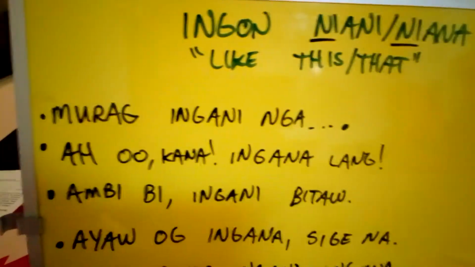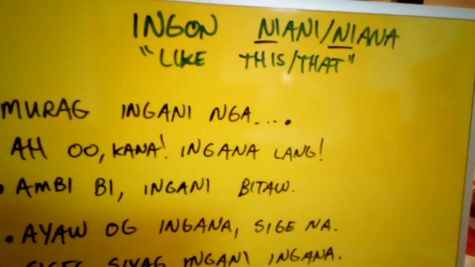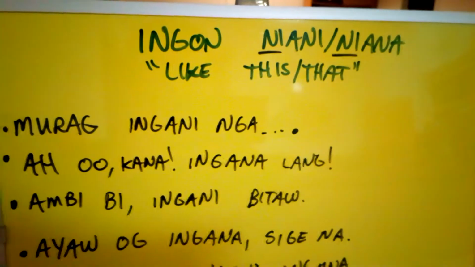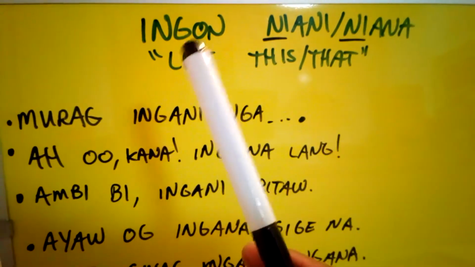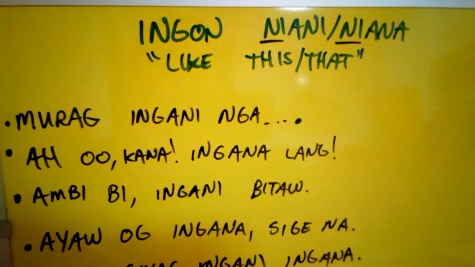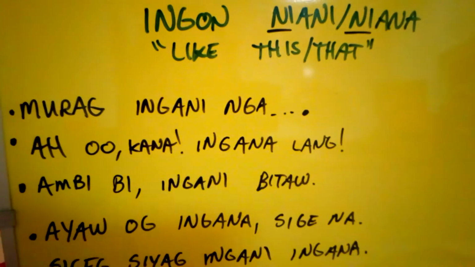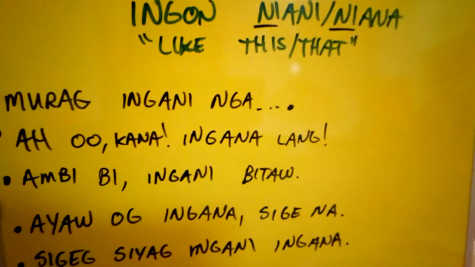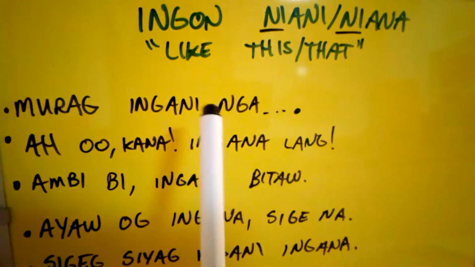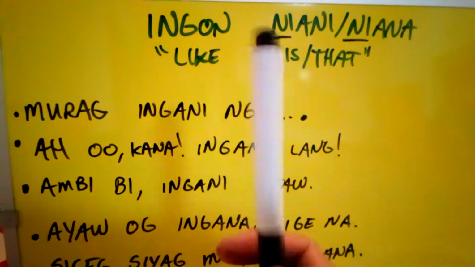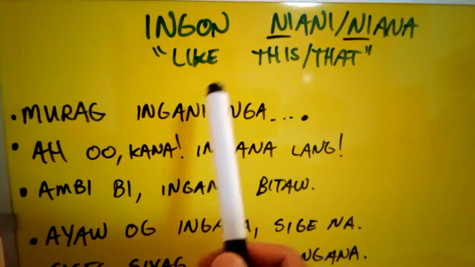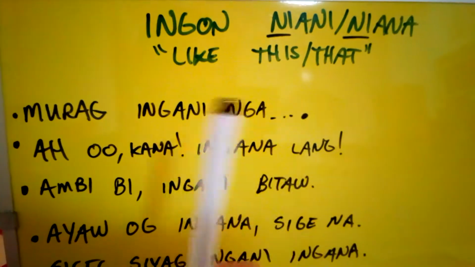A lot of times this expression is said so fast that it's condensed into one word. I wrote down here on the top the full form, ingon ni ani, ingon ni ana. You can shorten ingon ni ani to just ingon ani, or you can even shorten that to something more like ingani. This is just the deletion of the last syllable and the deletion of the first syllable. Ingani or ingana.